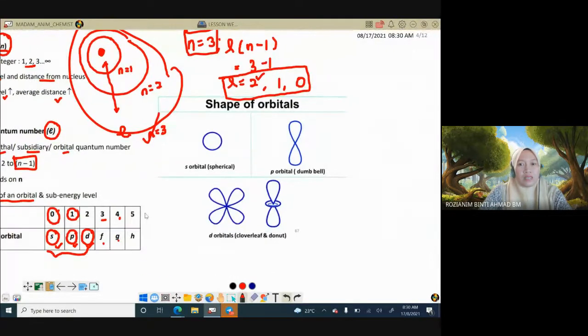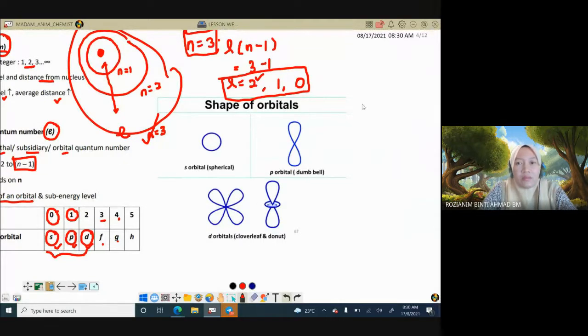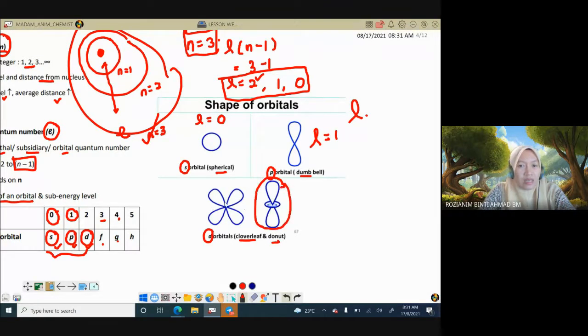Ini bentuk dia. Okay, so this shape we can determine from the value of L. Sekiranya shape dia adalah S orbital, so it must be spherical. So dia mesti bentuk bulat. So bentuk bulat ini, the value L should be 0. Okay, and kalau bentuk dia adalah P orbital, and we can call as a dumbbell. Dumbbell bentuk dia begini, and the value of L must be 1. Tetapi kalau the shape dia adalah D, dia adalah cloverleaf and donut. So yang ni je yang donut. Okay, and then another that dia adalah cloverleaf. So the value of L is equal to 2.